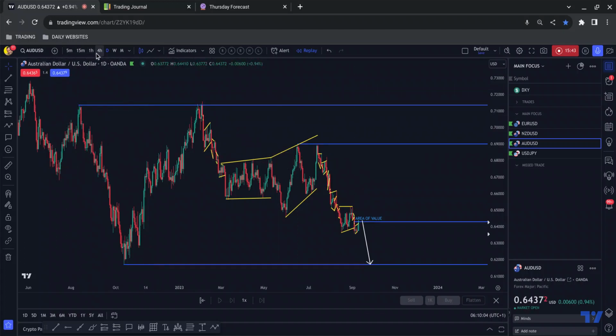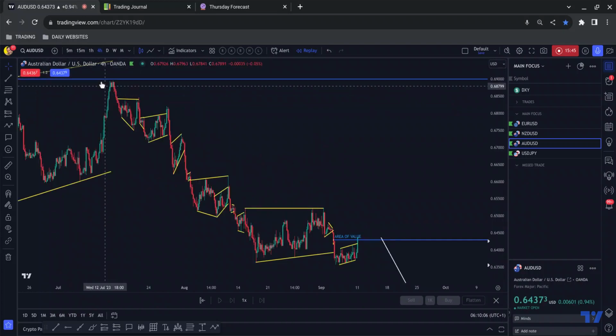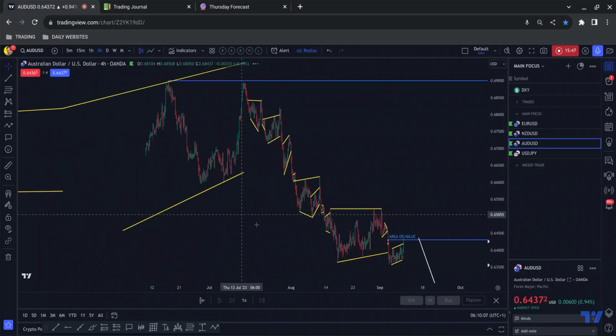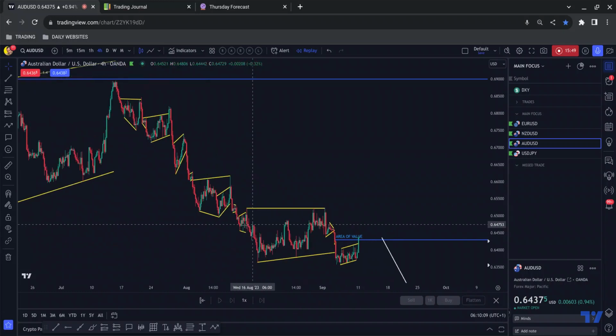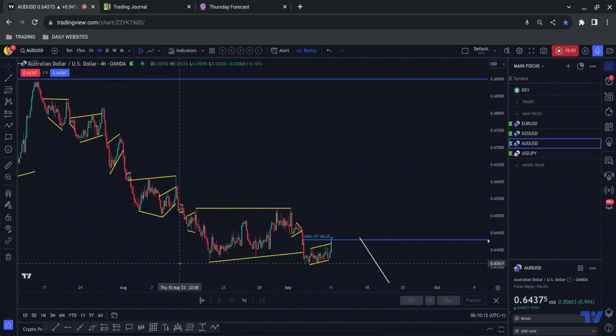So now I'm drilling down, looking for entries. So am I well positioned? Yes, I'm well positioned. Price didn't necessarily find enough liquidity here to send it to the upside, which is why it kept coming down.